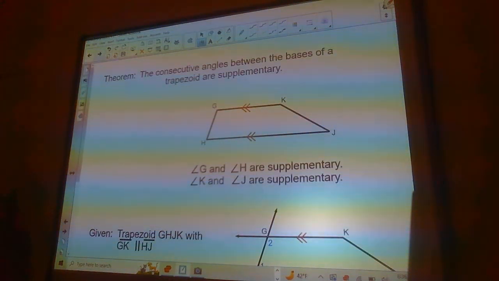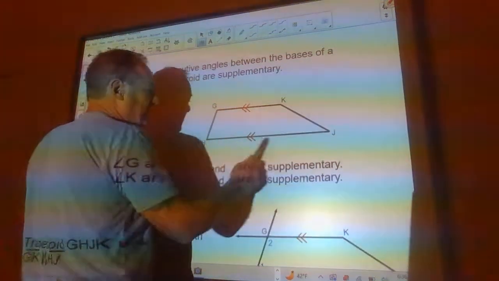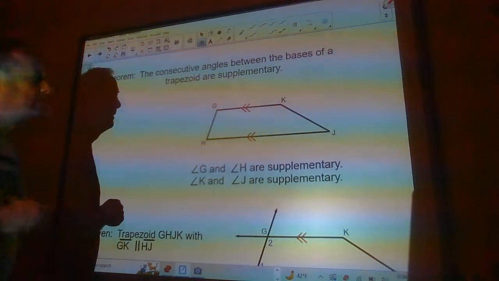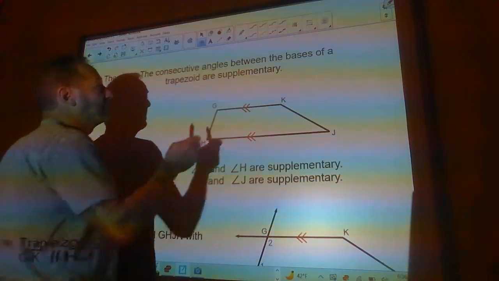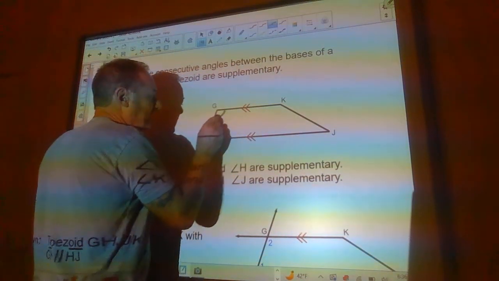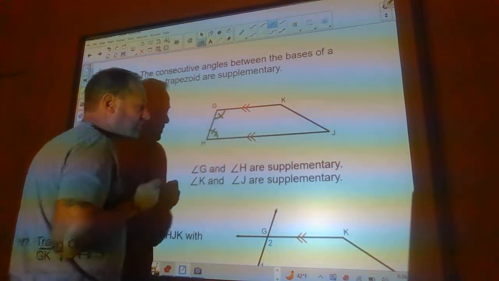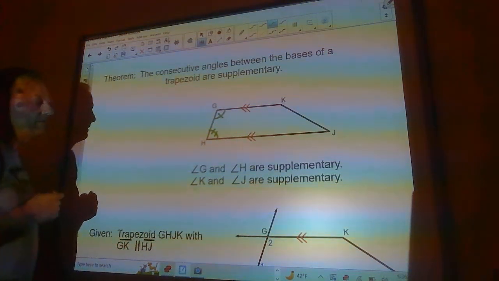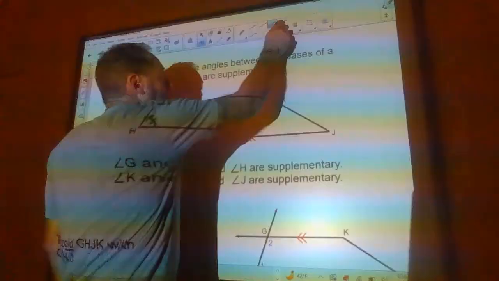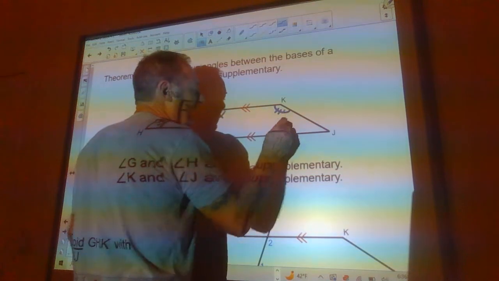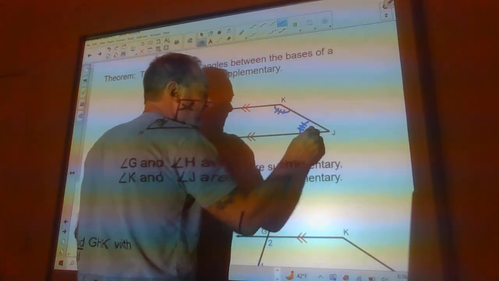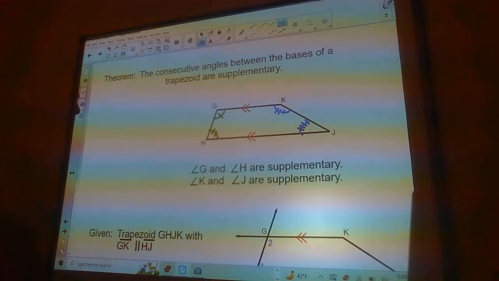Theorem: the consecutive angles between the bases of a trapezoid are supplementary. Here we have GHJK. What this says is angle G and angle H are supplementary, and it also says that angle K and angle J would be supplementary. So they would add up to 180 degrees.